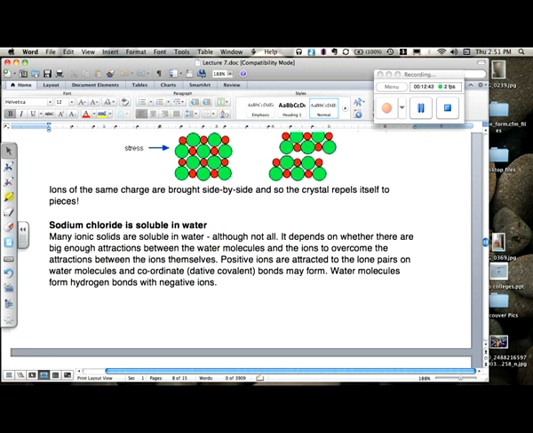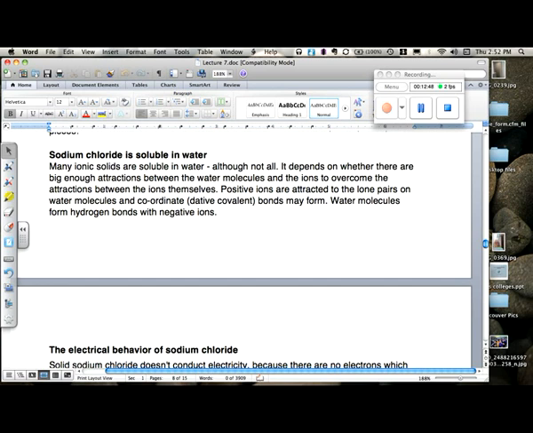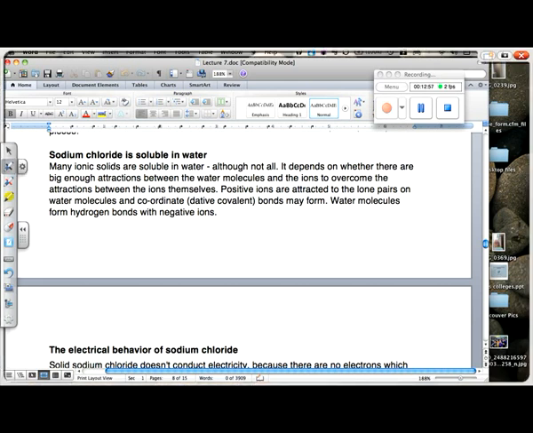But sodium chloride salt seems like an almost infinite amount can be dissolved, but there is a limit. Why do so many of these ionic solids dissolve in water? Well, the secret is water.